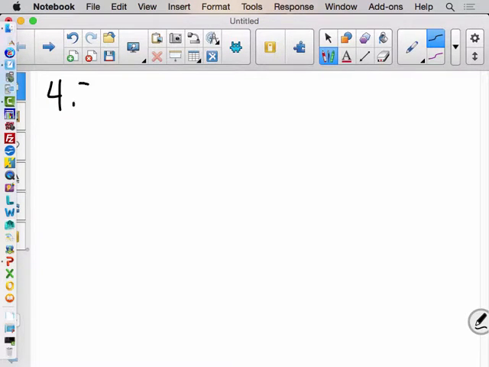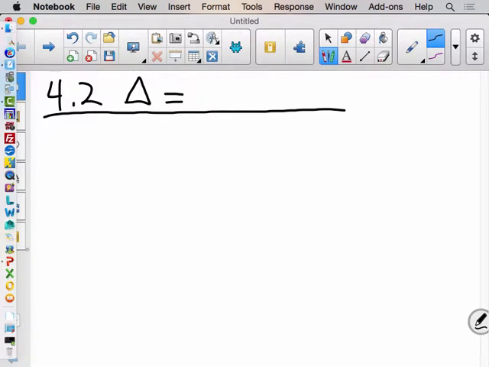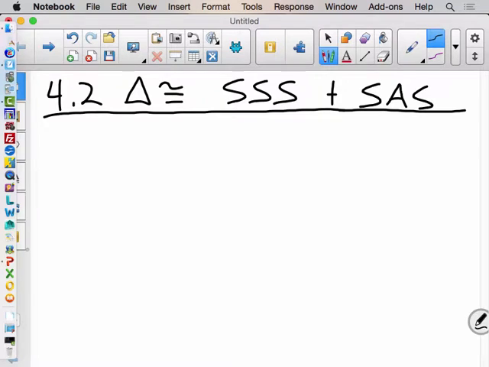So for 4.2, we're going to prove congruence. We're going to talk about triangle congruence, and we're going to use two theorems: the side, side, side theorem, and another theorem called the side, angle, side. Let me describe the side, side, side theorem.